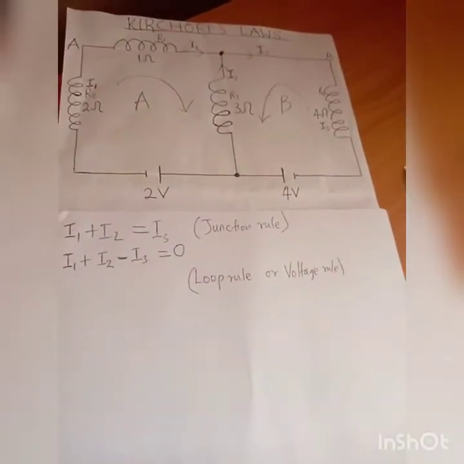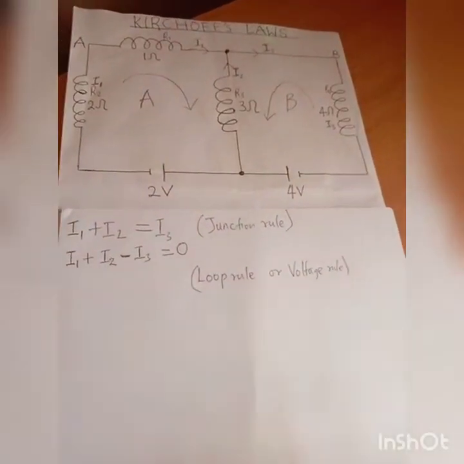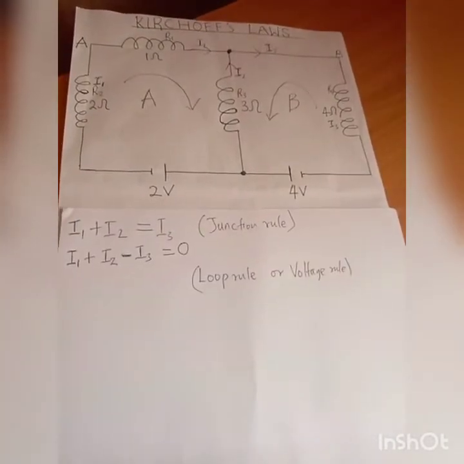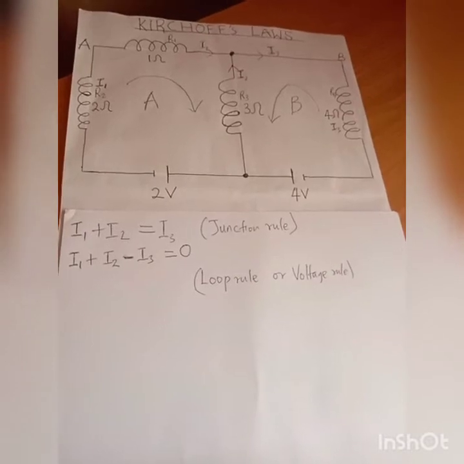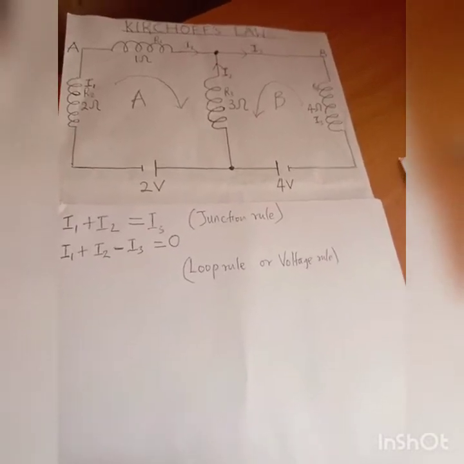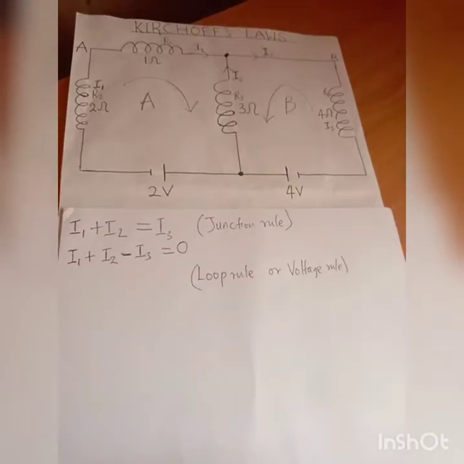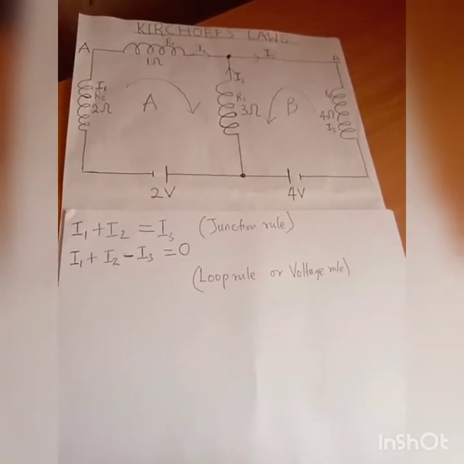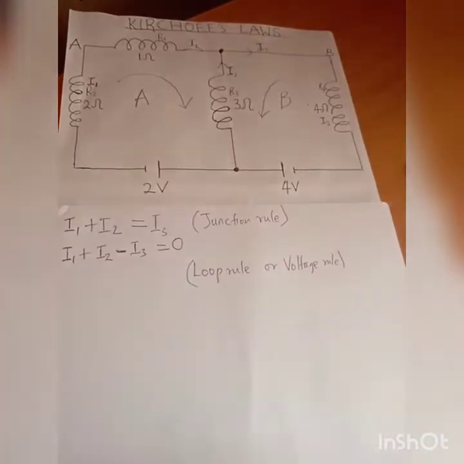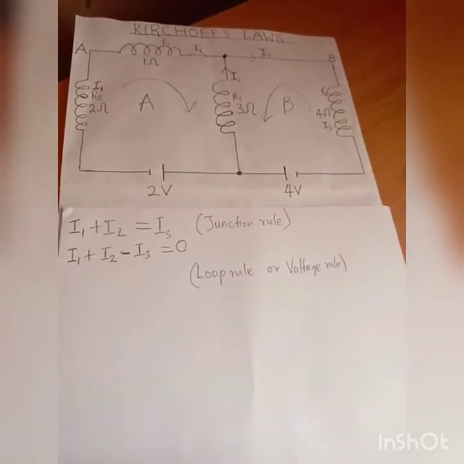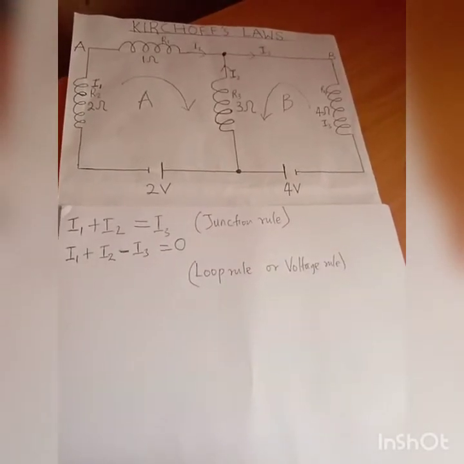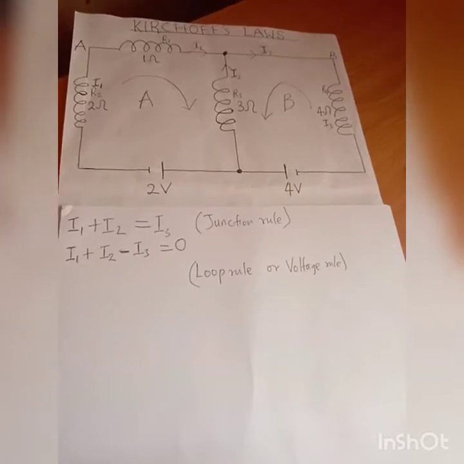Now, what did this rule talk about? It said that the algebraic sum of potential differences of different circuit elements of a closed circuit is 0. I repeat, the rule said that the algebraic sum of potential differences of different circuit elements of a closed circuit is 0. And this rule is based on conservation of energy.